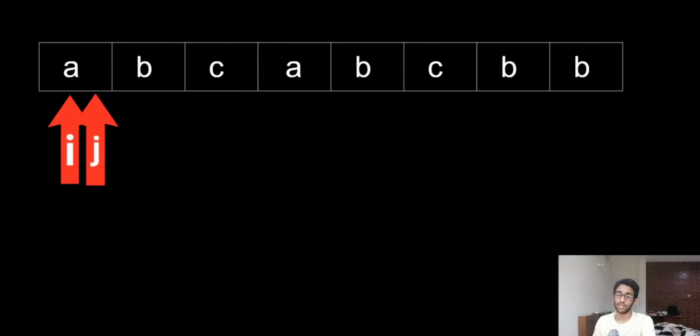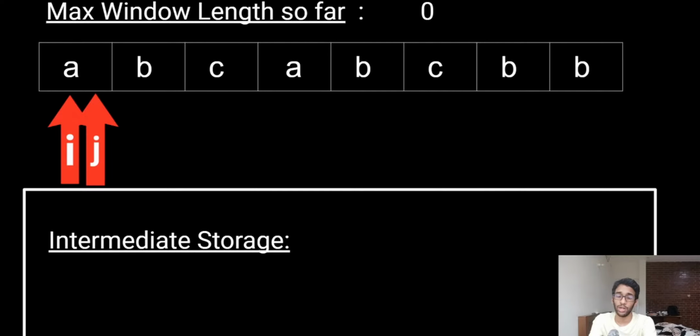So now let's try to solve this problem. This is the string which we saw in the LeetCode example, and we can initialize both the pointers to the 0th index for now. Currently the window just has the character A in it. We're going to have an intermediate storage. So what is intermediate storage? Intermediate storage is used here to keep track of each character and the number of times it's repeated in the window. Currently the window just has the character A, so it occurs just once.